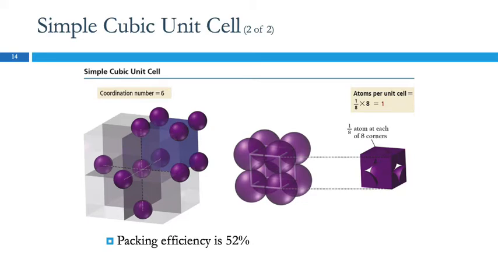The coordination number is how many spheres each is touching. Looking at this guy on the corner, he's touching the one above and the one next to it and the one behind, right? So that's 1, 2, 3. And then there's one on this side, 4, one in front, 5, and one underneath, 6. So a coordination number of 6. The packing efficiency is 52%.